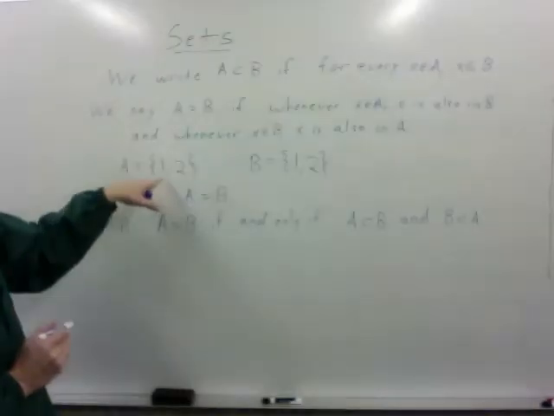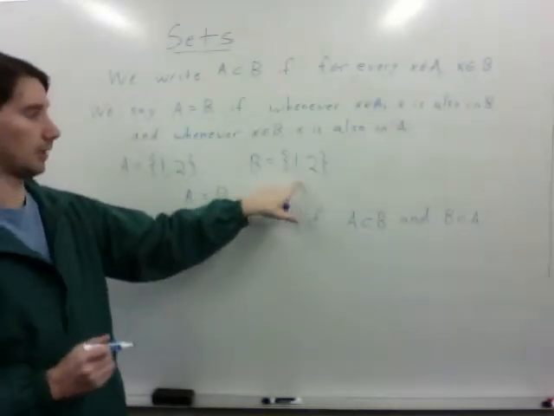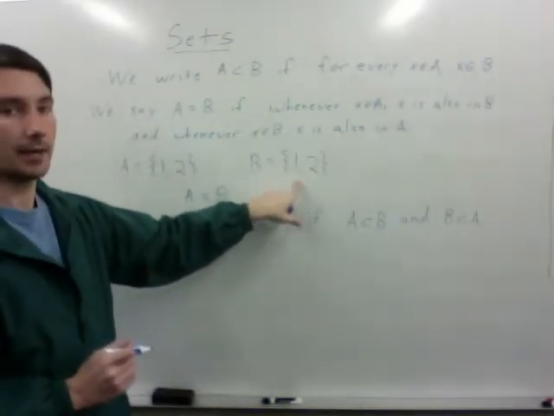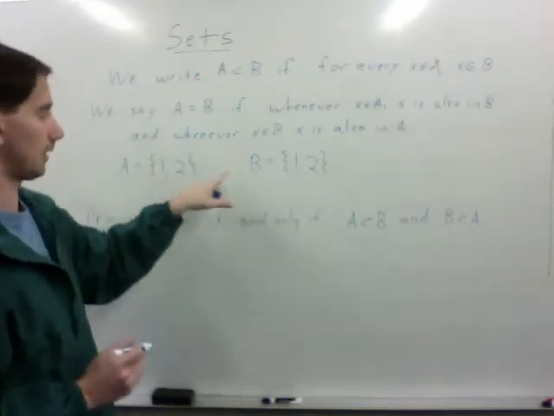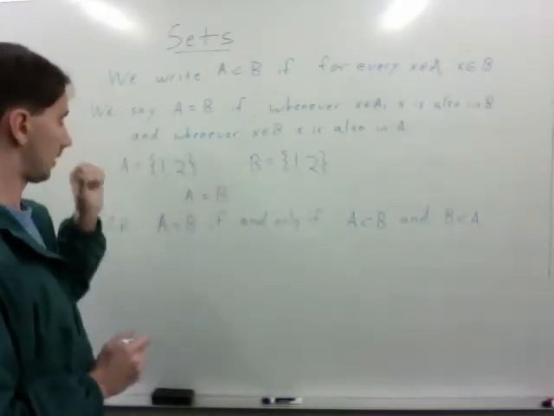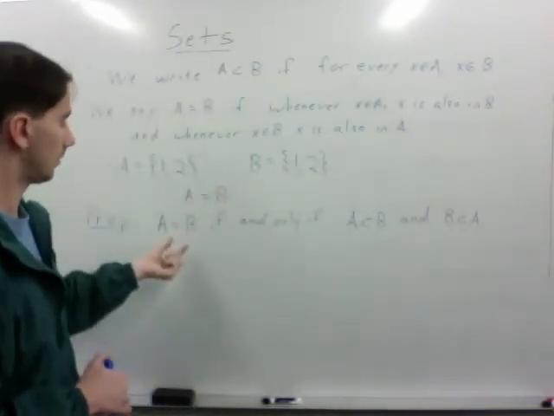So notice this happens in our example. Everything in A, if I pick an element in here, it's going to also be in B. So we have that A is contained in B. But also if I pick an element in B, it's going to be in A. So B is contained in A. And so the two sets must be equal. And the only way they can contain each other is if they have exactly the same elements, which means they have to be equal.